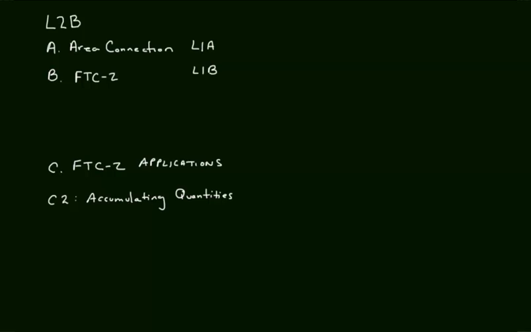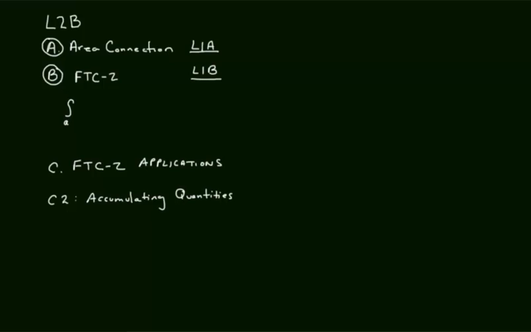So lesson 2B, we're going to refer to the notes again. Part A, this is a repeat. It's the area integral connection. That was from lesson 1A. The fundamental theorem of calculus, part 2. The evaluation method was lesson 1B. We're going to just reiterate this.